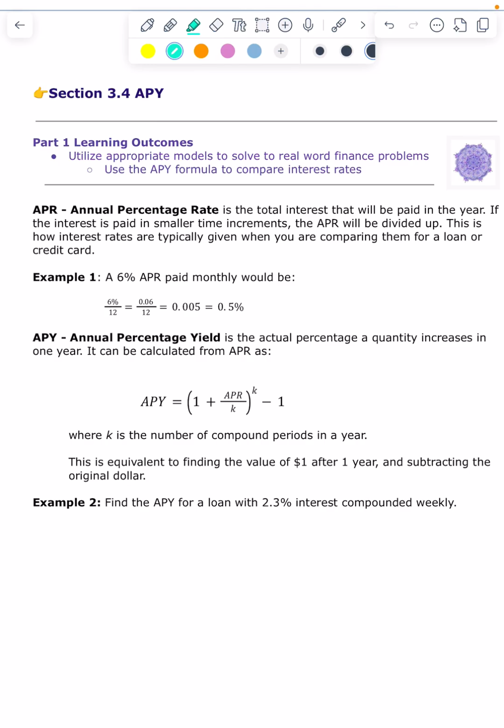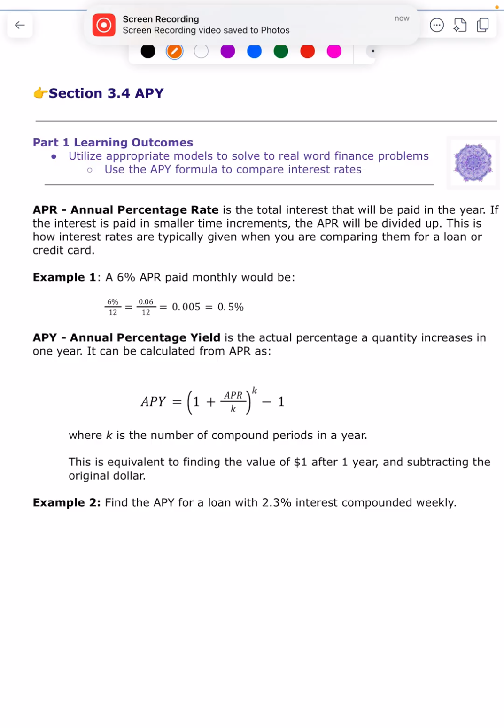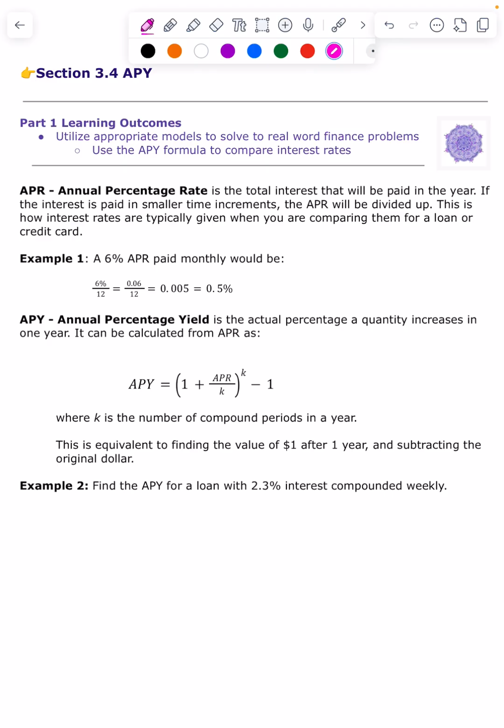3.4 is APY. This one should be fairly short. So APR is annual percentage rate. You've probably seen that before if you've ever looked at credit cards. It's the total interest that will be paid in a year. If the interest is paid in smaller time increments, then you have to divide it up. We usually do things by the month.